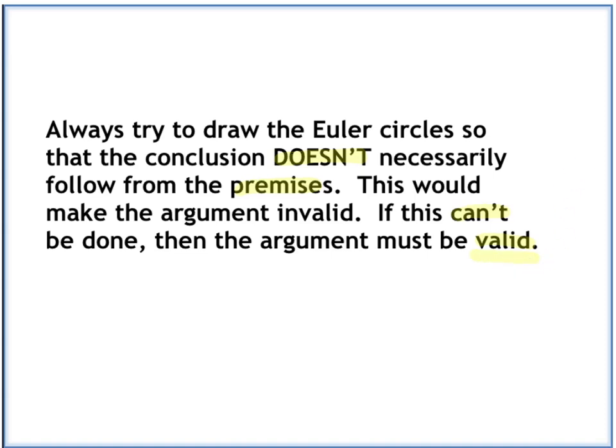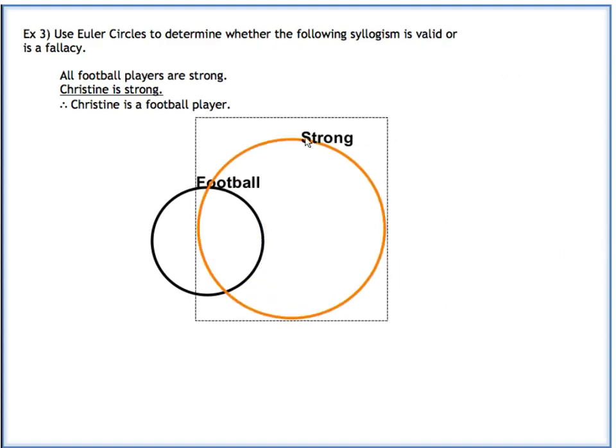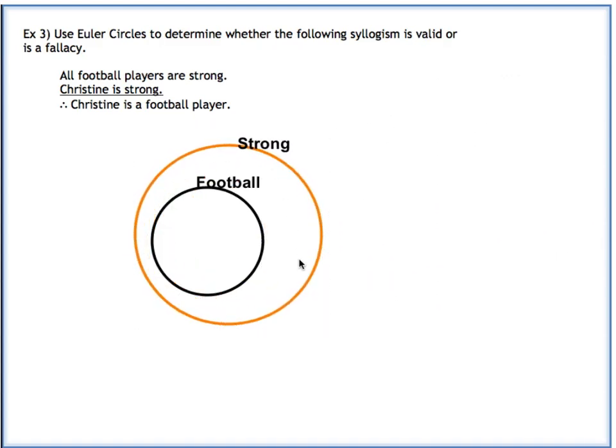Okay, let's take a look at another example. So we have all football players are strong. I want you to try to draw that on your own. Give it a try. So we need a football player circle and a strong circle, and then all football players are strong. So here's football players, and here's strong. So hopefully you drew the football circle inside the strong circle, showing that all football players are strong.